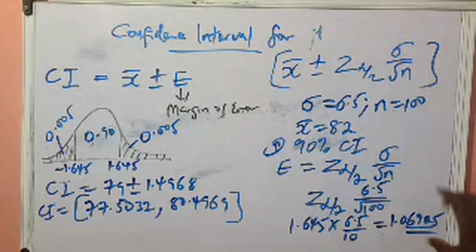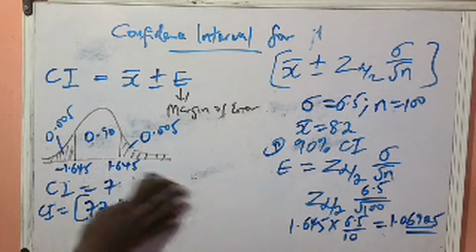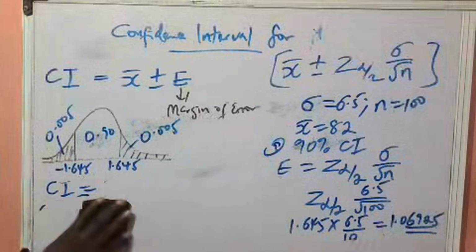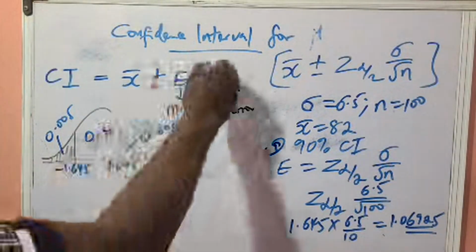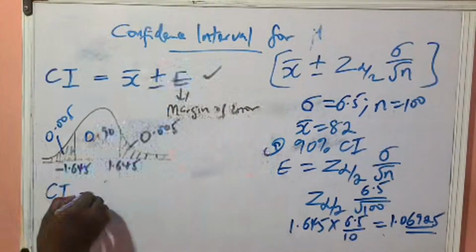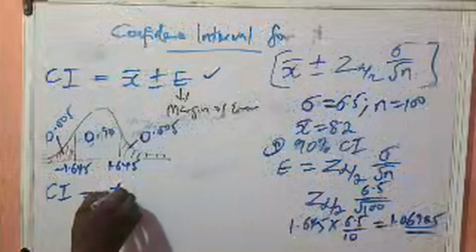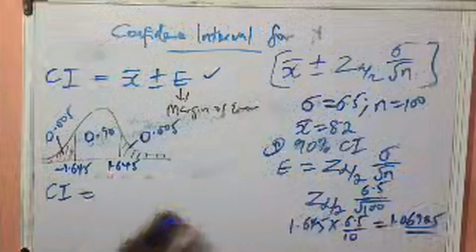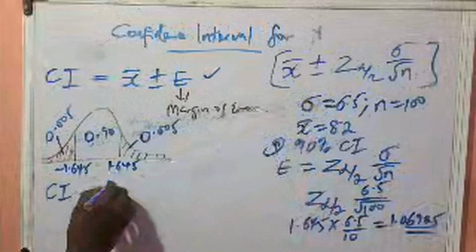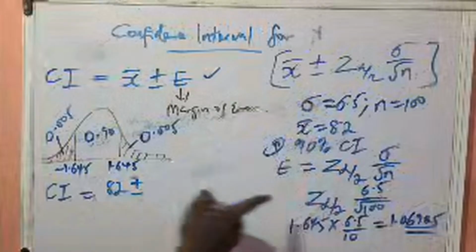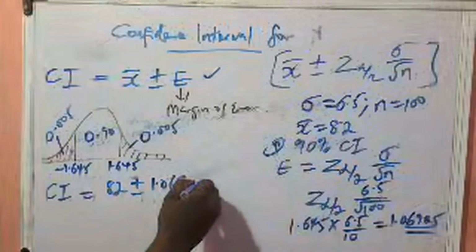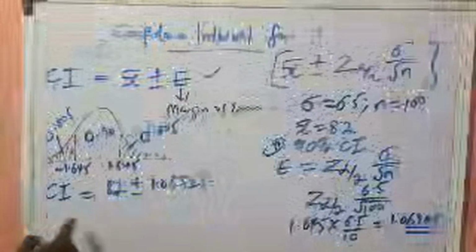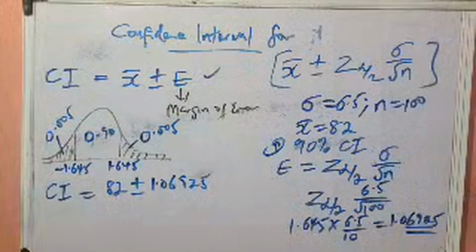All right. And you need to now go on to find your confidence interval, which is quite very simple. What you have to do is just use this formula right here. So your confidence interval will be equal to X bar, my X bar is 82, plus or minus your margin of error, which is 1.06925. So you go on to have 82 minus 1.06925.